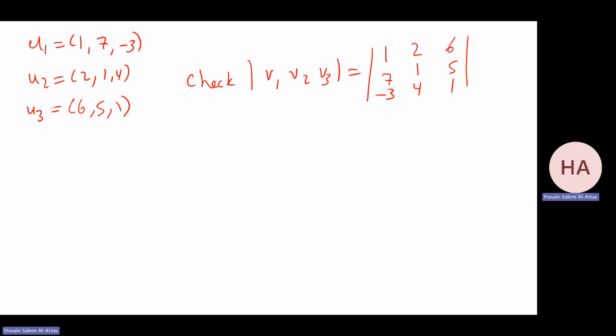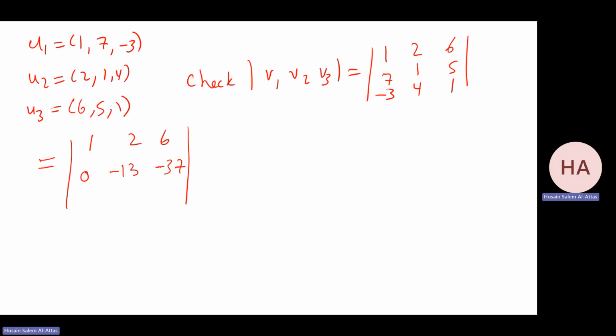I'll do this trick to have more zeros. I have 1, 2, 6. Multiply by minus 7 and add, that will be 0. By minus 7 and add, that will be minus 13. Minus 7 and add, wow, what is this? Minus 42 plus 5, which is minus 37.